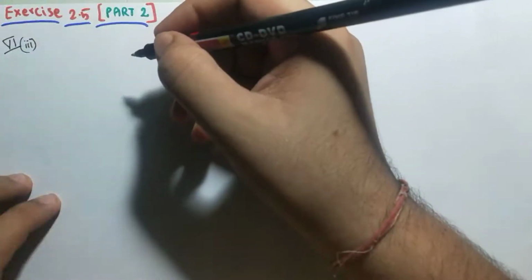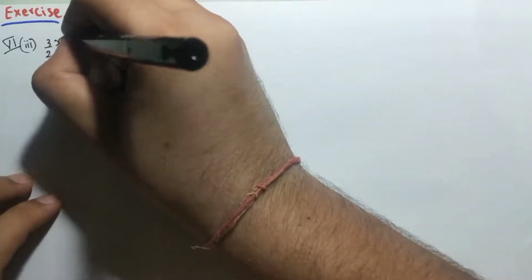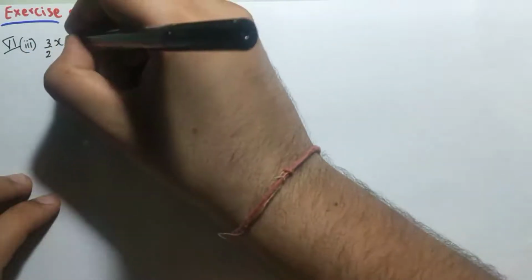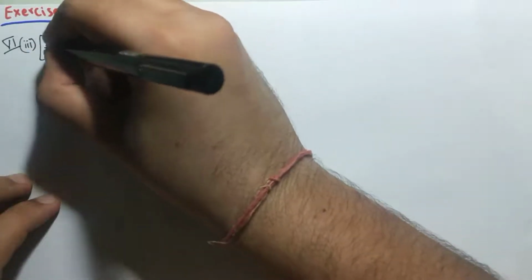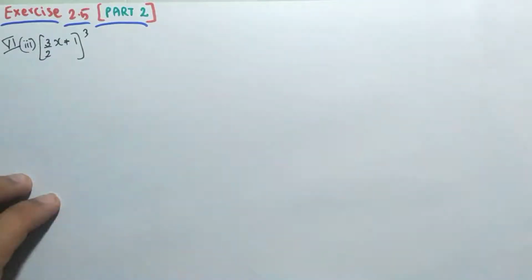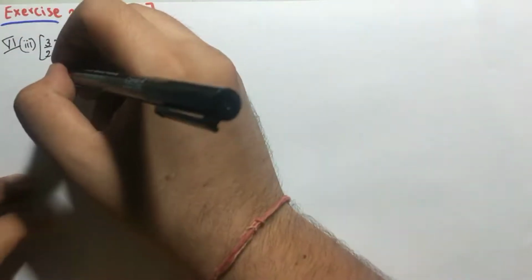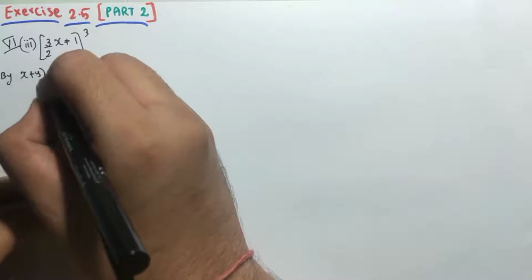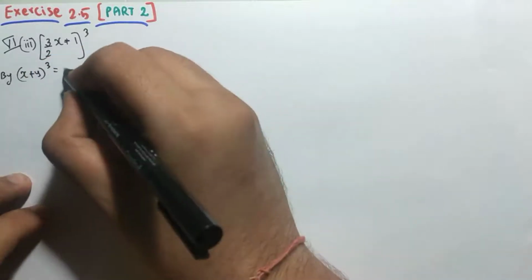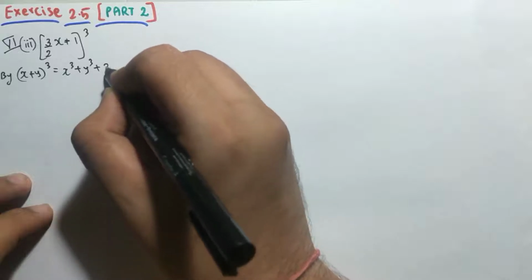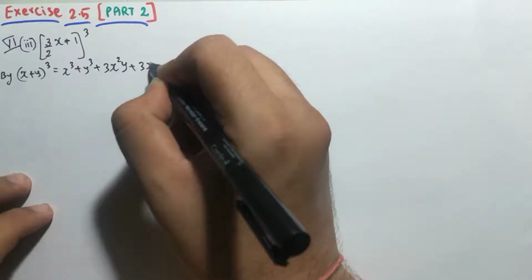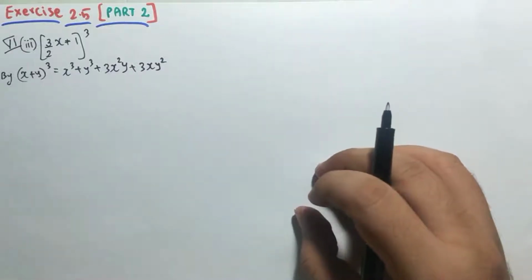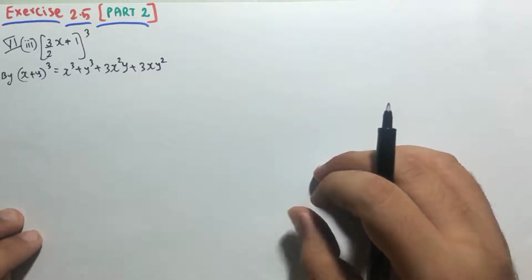The third one is (3/(2x) + 1) the whole cube. As we know, this is an identity of (x + y) the whole cube. So for (x + y) whole cube, what is the identity? x cube plus y cube plus 3x square y plus 3xy square. Again, if you need the explanation of the identity, go through the video given in the description. The link is provided over there.